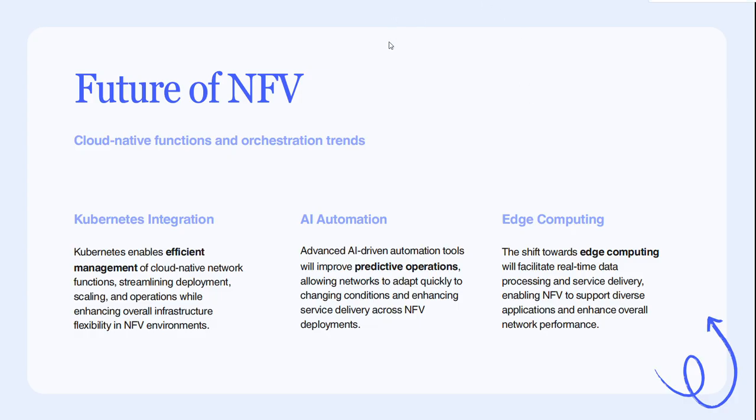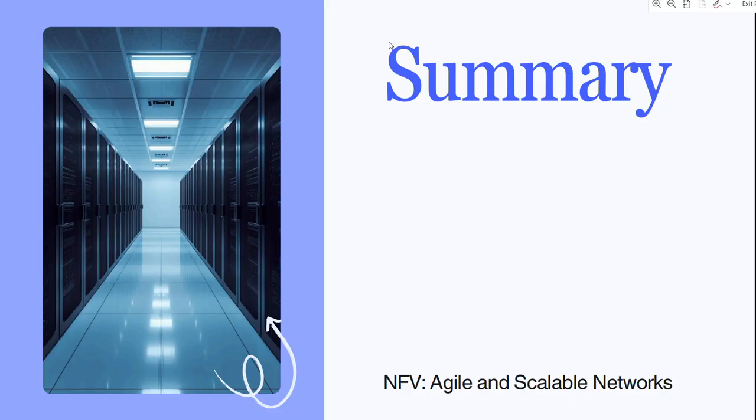Now we will talk about the summary. In summary, NFV transforms traditional hardware based networks into software based, flexible, and scalable systems. It reduces costs, improves deployment speed, and enables faster innovation. NFV has become a core technology for modern telecom networks and cloud environments. Overall, NFV is a major step towards more agile and efficient networking.